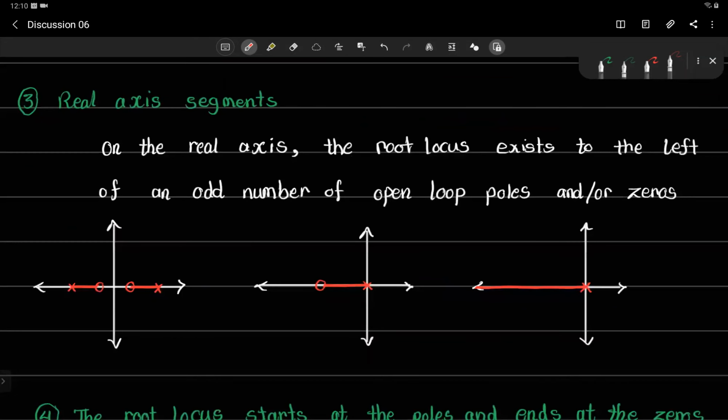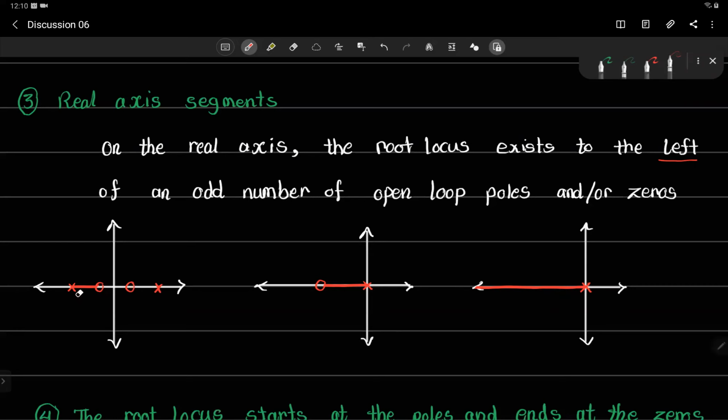The third simple rule we have is that on the real axis, whenever you have real open loop poles, the root locus exists to the left of an odd number of open loop poles and/or zeros. Okay, so let's break this down.